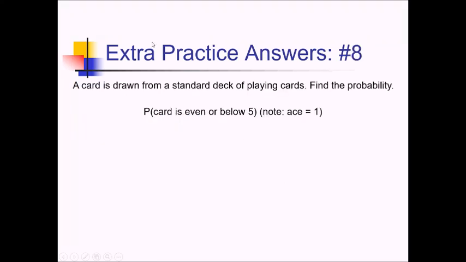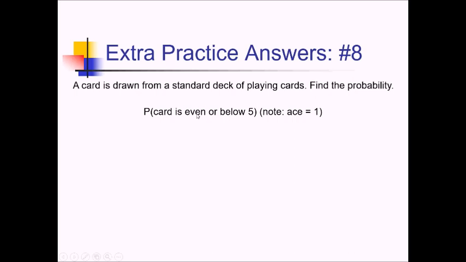For this problem, we have a card being drawn from a standard deck, and we want the probability that the card is even or below 5. And just note that for this problem's purposes, an ace has a value of 1. Okay, so if we're dealing with an or, we have to ask, do these two groups have any overlap that we're going to need to worry about later on?